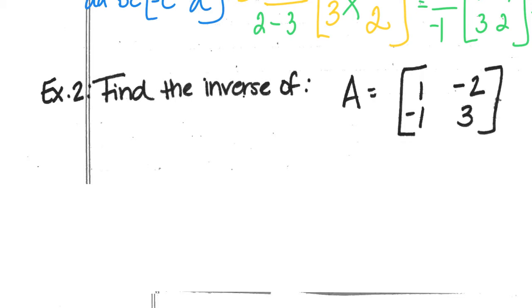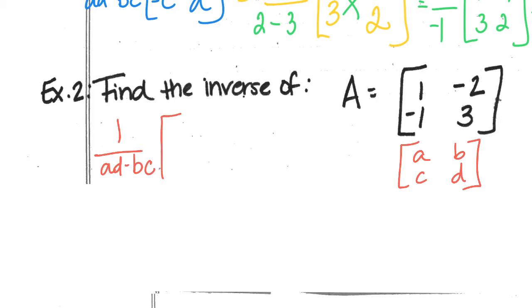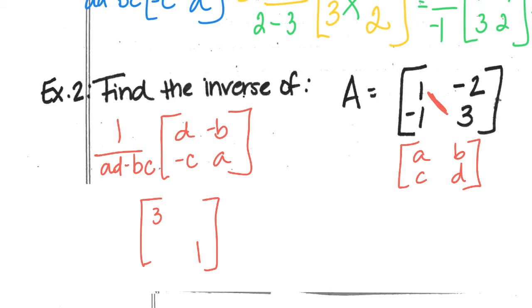I'm going to show you how to do this on your calculator. So remember, this is currently in A, B, C, D, but I am going to use that formula and switch it. So I'm going to put D, A, negative B, negative C. So let's first write ours like that. So I'm going to switch the 3 and the 1. I just switched those two. And then I'm going to change the negative 2 to a positive, the negative 1 to a positive.